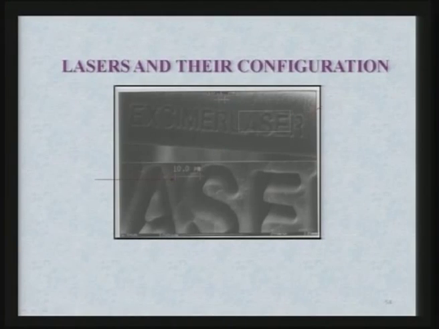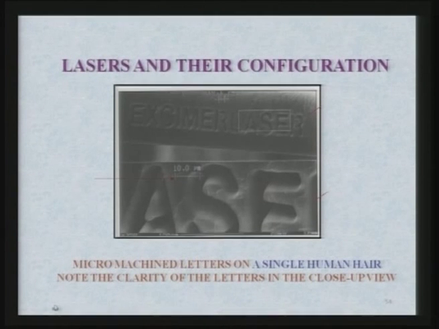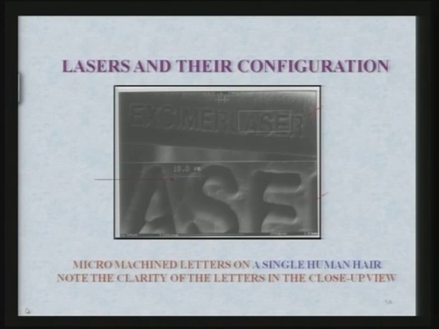However, researchers have used excimer laser for writing the words excimer laser on the hair, and you can see it clearly shown over here. This is the zoomed view of the word excimer, and you can see the scale over there, and this is very clearly visible. So, it is really surprising that researchers are able to write on hair the words excimer and laser, and they are very clearly visible over there.